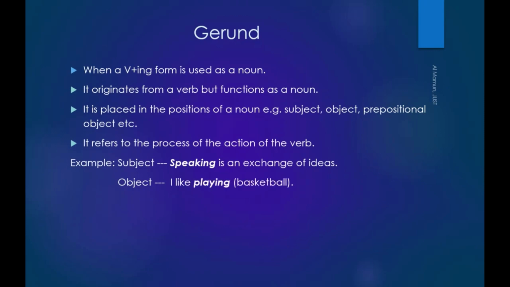Like a noun, it can function as an object. For example, I like playing, or you can say I like playing basketball. So playing is an object to the verb like. It can function as an object to a preposition. My love for reading is inborn. So reading is functioning here as an object to the preposition for.